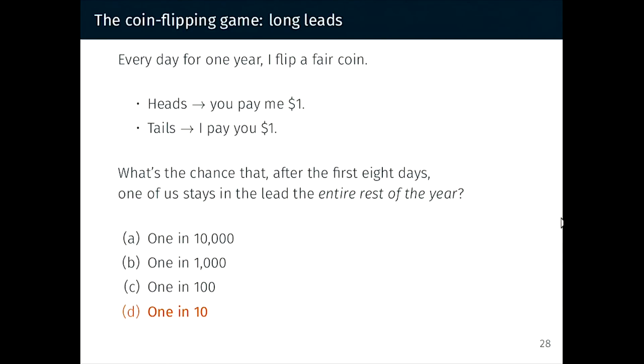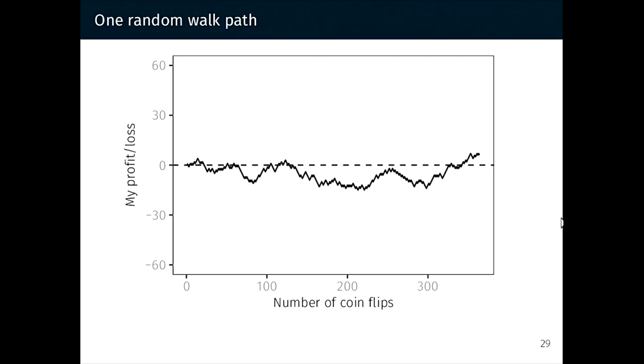Yeah, of course I didn't believe this either. So I ran a simulation, what any self-respecting statistician would do. And so here's one path of my profit or loss over the course of a year. So 365 flips, and I start at 0, and then each flip I go up 1 or I go down 1. And so it's what's called a simple symmetric random walk, where each step I just go up 1 or down 1, each with probability a half.